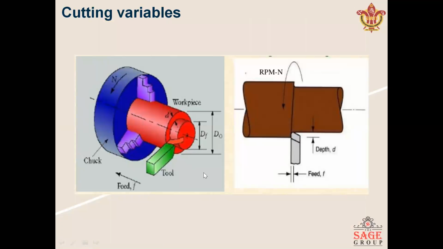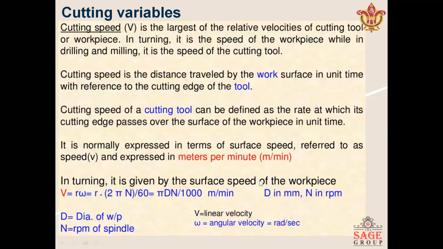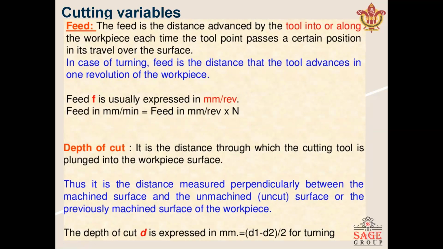It's here. So this is D2, this is D1. So D1 minus D2 is the depth of cut, and this is known for us. So these are the cutting variables. If we keep in mind how they are varying, what is the depth of cut, what is the feed, and what is the speed, we can simplify the cutting operation, and this can be the skill of the machinist.